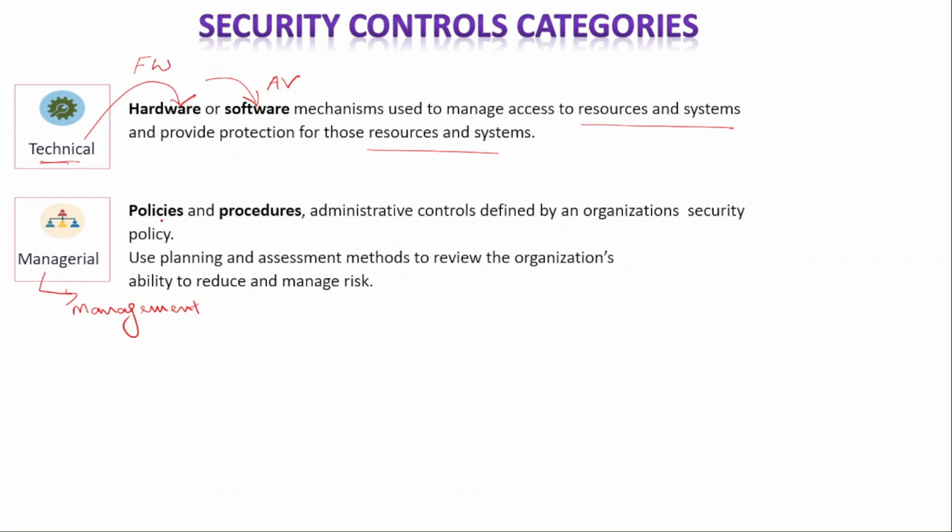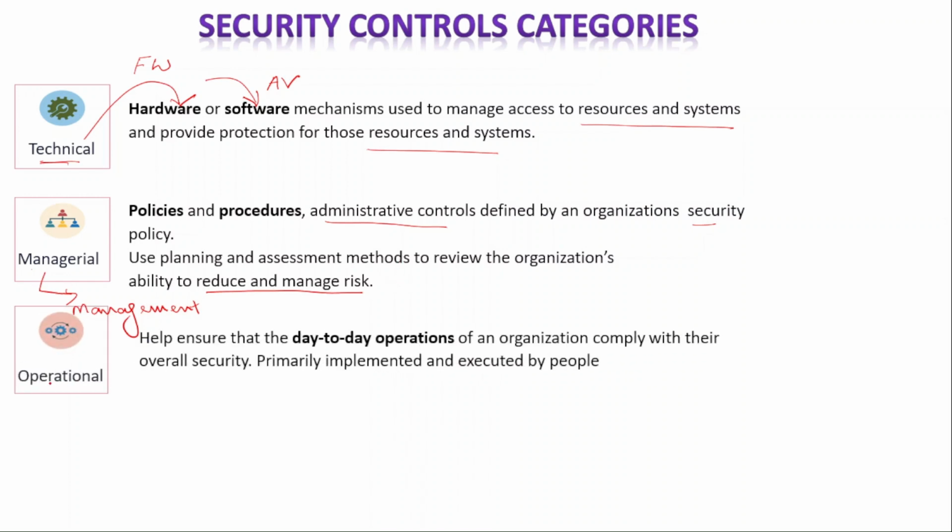So the managerial controls are basically policies, procedures, administrative controls defined by the organization's security policy. And the security policy basically comes from the top management. They use planning and assessment methods to review the organization's ability to reduce and manage risks. So these are basically the procedures and policies that are defined by the top management to reduce and mitigate risk, such as risk assessment policy, vulnerability assessment policy, etc.